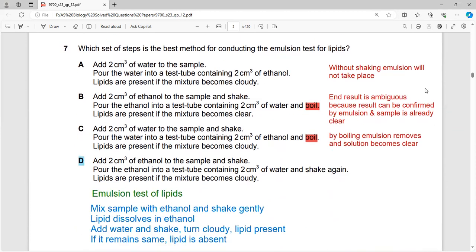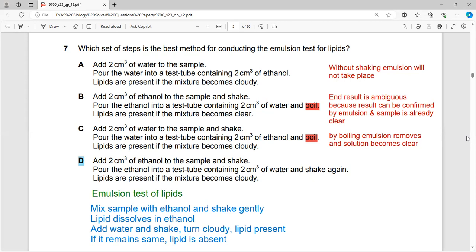Now, question number 7 is related to the emulsion test of lipids. First, you can see at the bottom the emulsion test of lipid. In the emulsion test, step number 1, we mix the sample with ethanol and shake it gently. Ethanol can dissolve the lipid. So lipid can dissolve in ethanol.